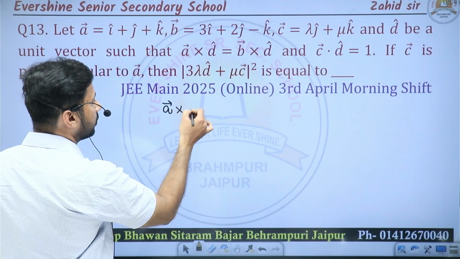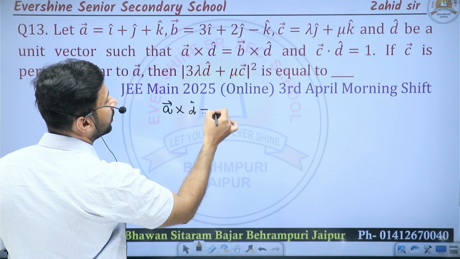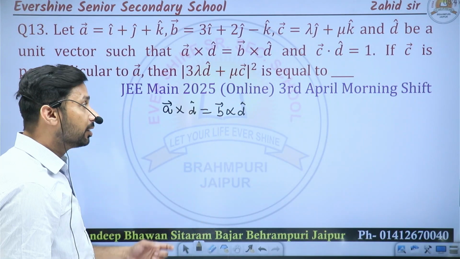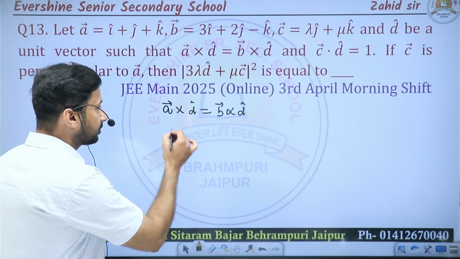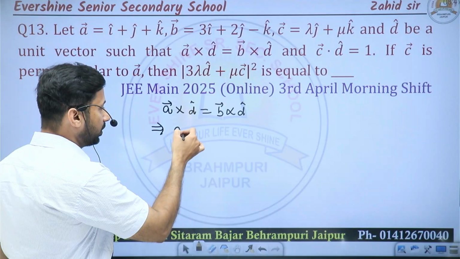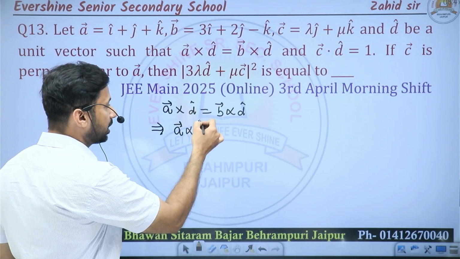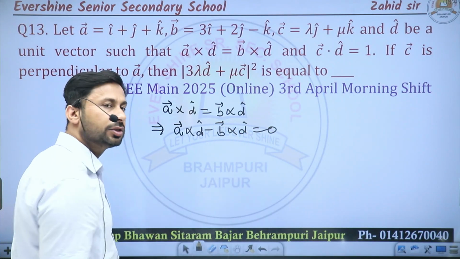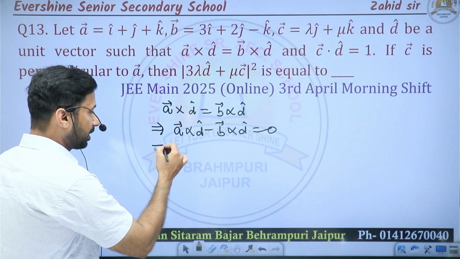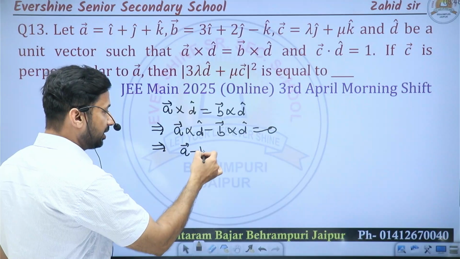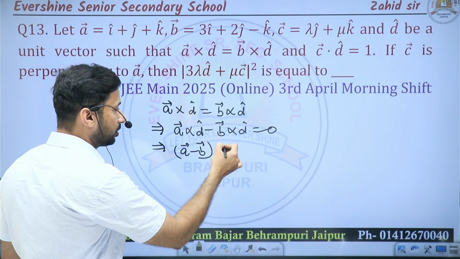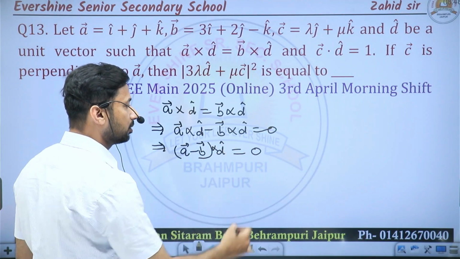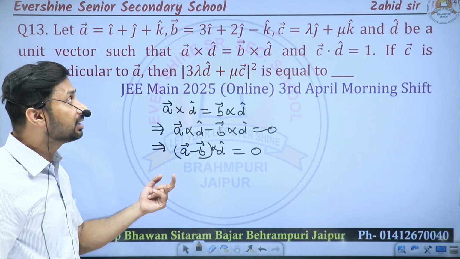A cross D cap equal to B cross D cap. Okay. So now here I can transpose them. So it will be equal to A cross D cap minus B cross D cap equal to 0. Now I can take common. So A minus B cross D cap, that will be cross multiplication, equal to 0. Now I can find A minus B easily.